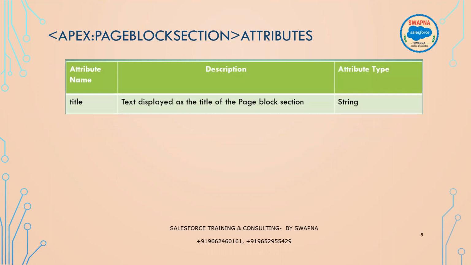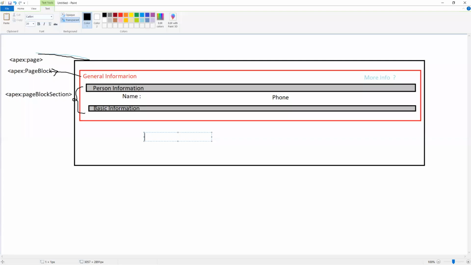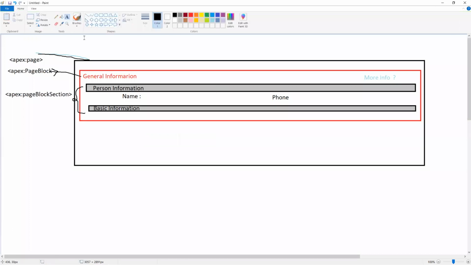Now here we have different attributes. One is title. We know the title is nothing but to display the text. Another attribute we have is columns. Columns is basically how many columns you want to display in the section. For example, here I wanted to display two columns.